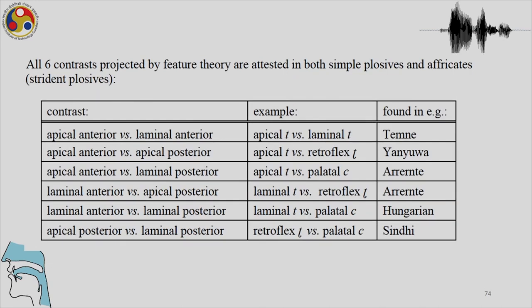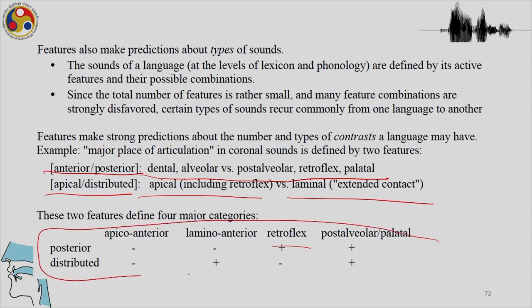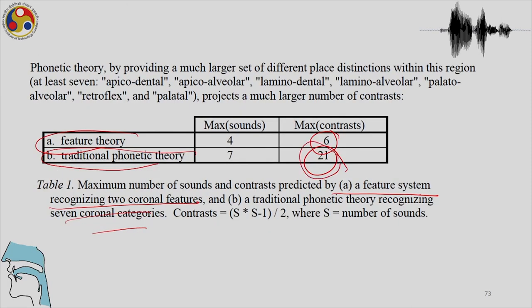So all six contrasts predicted by feature theory are attested in both simple plosives and affricates. These are the different languages which we have also seen in our previous lectures, in the distinction between apical versus laminal, apical versus retroflex, laminal, apical palatal, laminal versus retroflex, laminal palatal, laminal versus palatal. So feature theory predicts, because of these categories, post-alveolar, retroflex, lamino-anterior and apico-anterior, which can be divided along the lines of plus distributed, minus distributed, we will get only these features. We will not get the 21 predicted by the distribution according to phonetic detail.